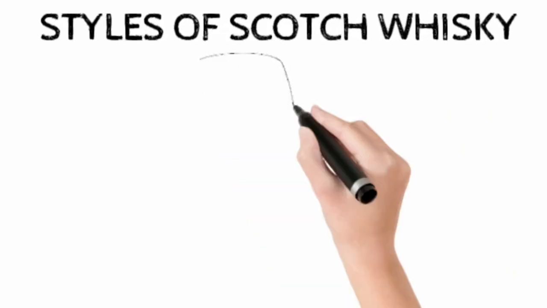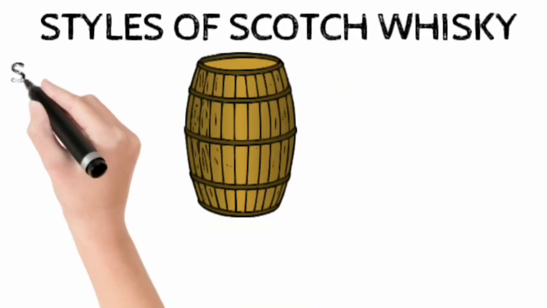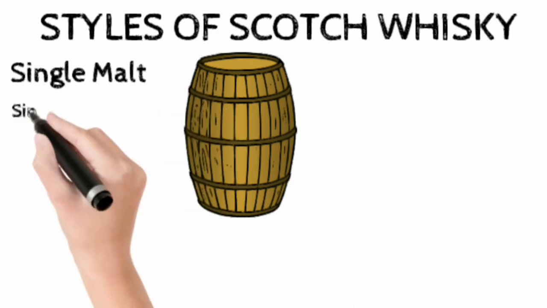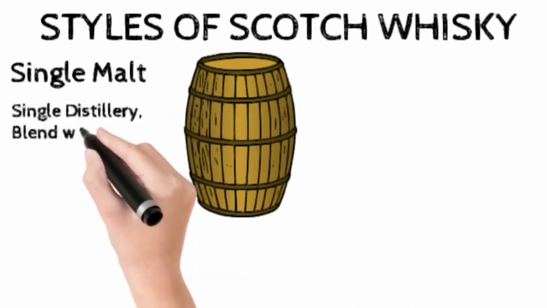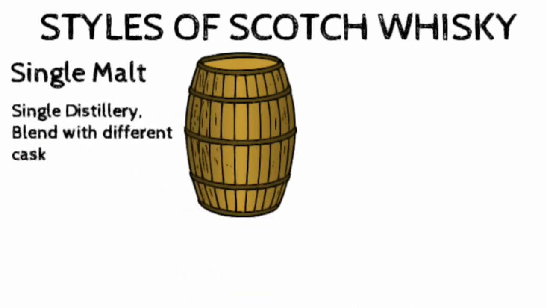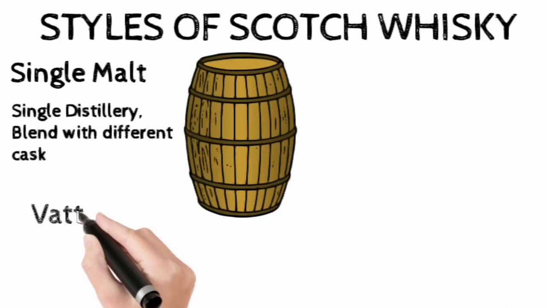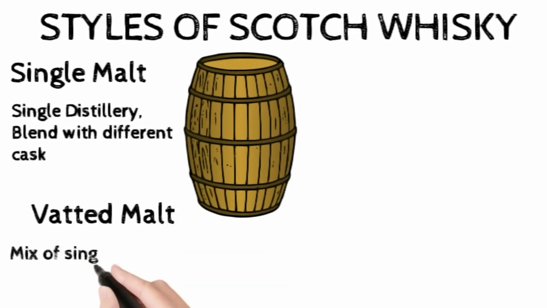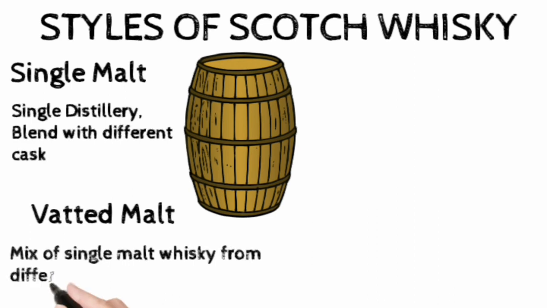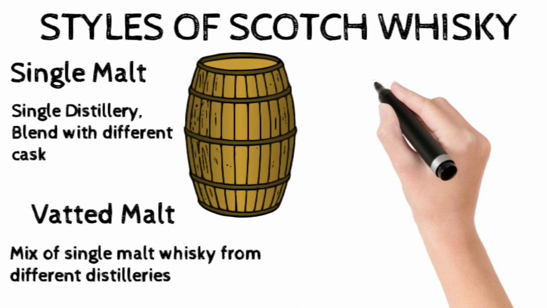There are 4 different styles of Scotch whiskies. Let's see them all. Single malt whiskey. These whiskies come from a single distillery, and are a blend of whiskey from different casks and different ages. Vatted malt whiskey. These whiskies are a mix of single malt whiskey from different distilleries. The word single won't be displayed on the bottle.